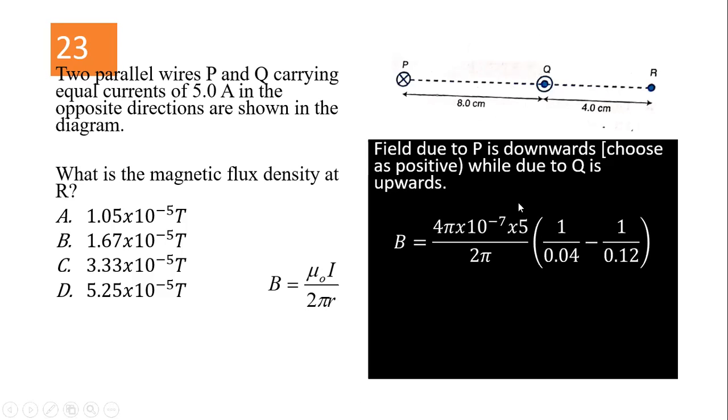Q is coming out, so it's going anti-clockwise. Going this way, at R the tangent is upwards. So take the common factor out. Mu naught is the same, I is the same, 2 pi is the same. Only r is different. Take mu naught I out as the common factor. R for Q, change to meters. R for P is 8 plus 4, which is 12, change to meters. So that's your answer. You got positive, which means it's going downwards. Yeah, still very weak in this one.